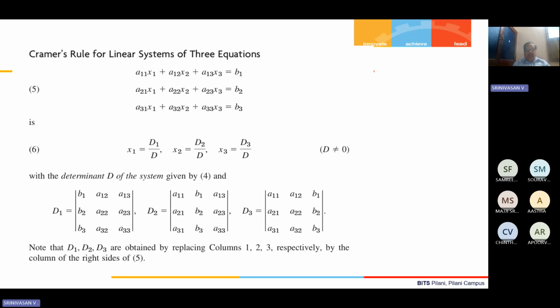Same way, keeping the first column and the third column intact, replace only the coefficients of y, that is x2, by the same b1, b2, b3. Only one set of constants you have in the right hand side. And similarly for x3, keeping the first and second columns intact, replace the third column by the constants b1, b2, b3. So definitely you will have different values for d1, d2, d3. That's it. Note that d1, d2, d3 are obtained by replacing columns 1, 2, and 3, respectively, by the column of the same right hand side of this equation. Fine. That's what we understand.